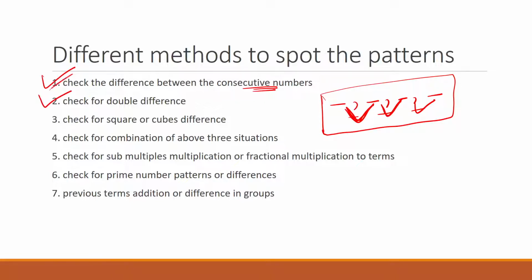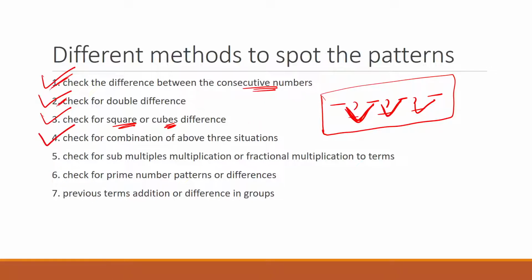When the first one doesn't work out, you go for the double difference, and if that also doesn't work out, you go to the next step, that is check for squares or cubes differences. What is a square or cube difference? It simply means that the difference wouldn't be in increasing or decreasing order, it would be in a square or cube pattern.